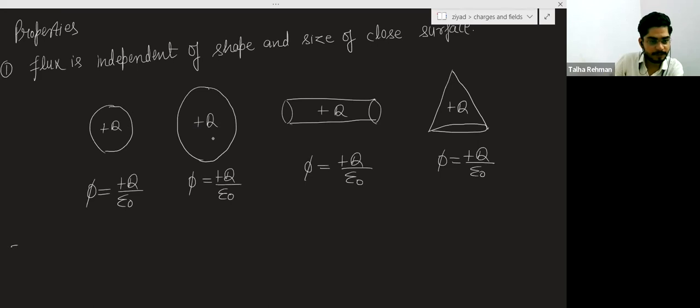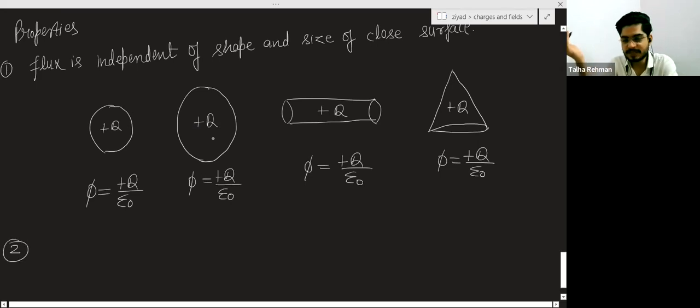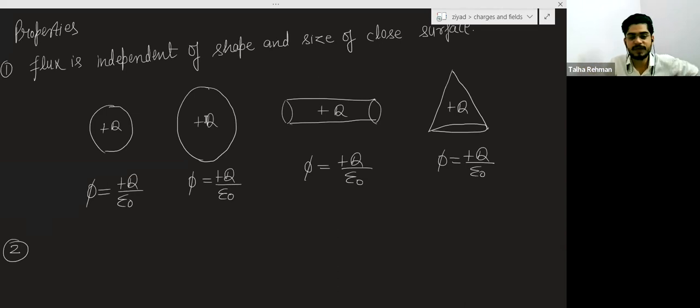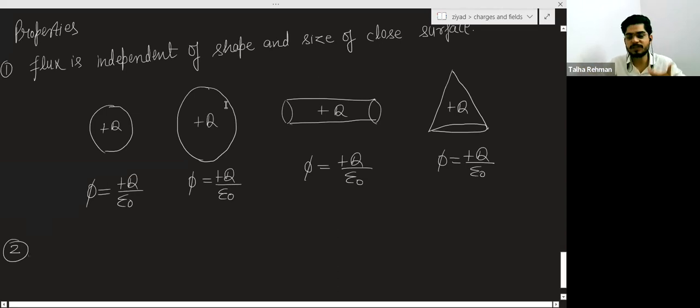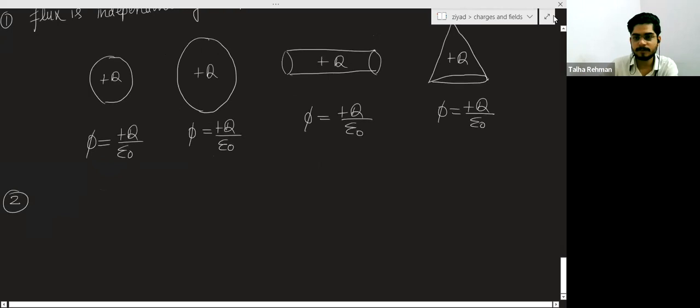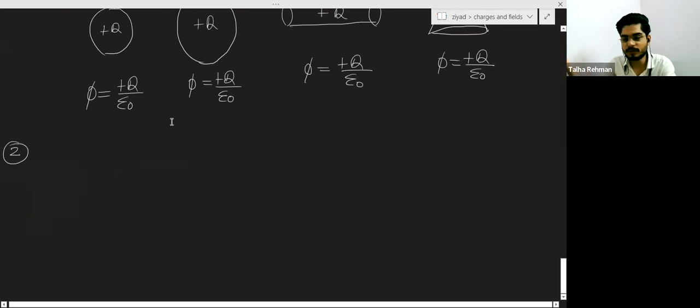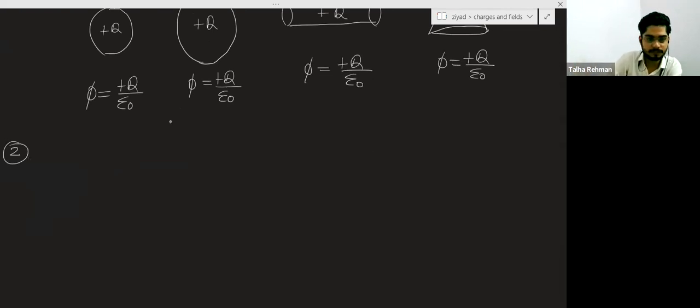Okay, second property: flux is simply the electric field lines crossing the area perpendicularly. So if you have the same charge inside, you can imagine that the number of field lines will remain the same, irrespective of the shape. So this is the thing. And second, now we will talk about the sign convention.